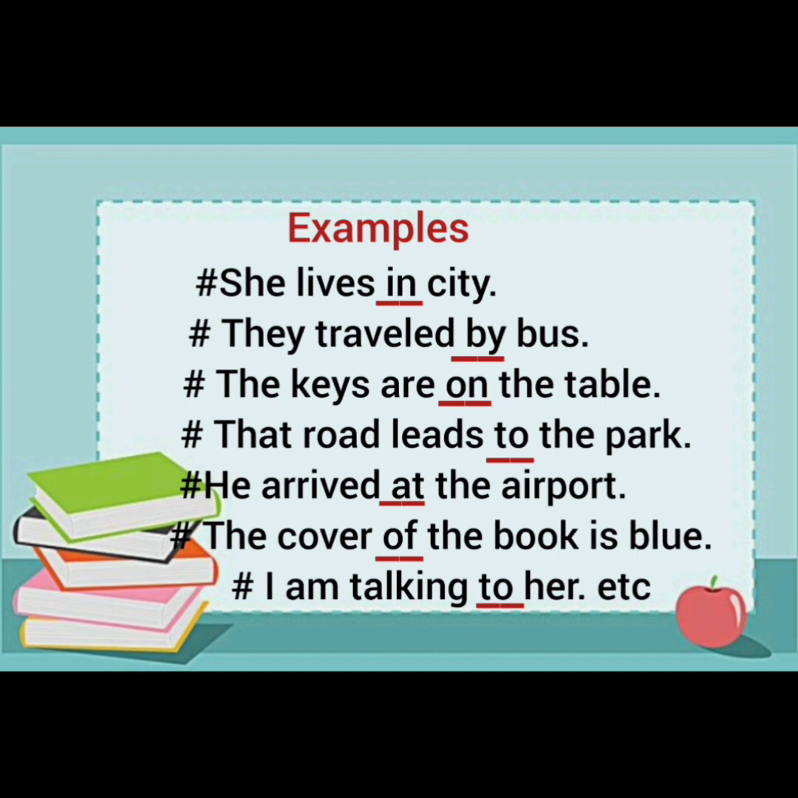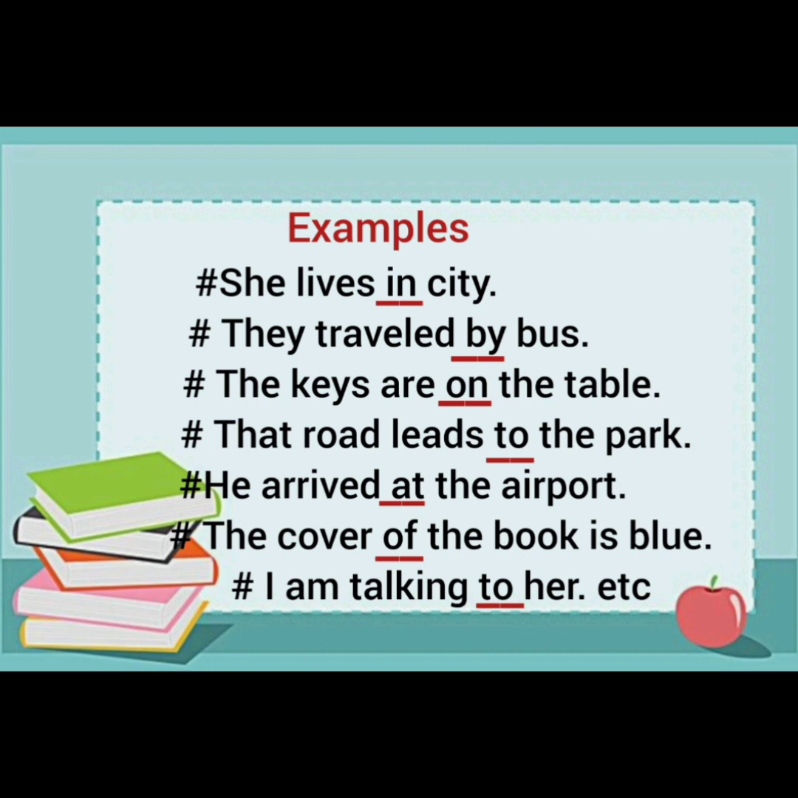That road leads to the park. Now to is a preposition here and it is used to show the connection between the road and the park. He arrived at the airport. The cover of the book is blue. Of is a preposition. I'm talking to her, and to is a preposition here, etc.